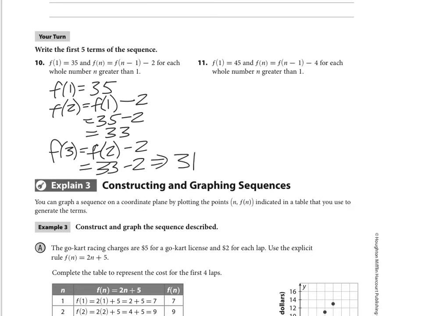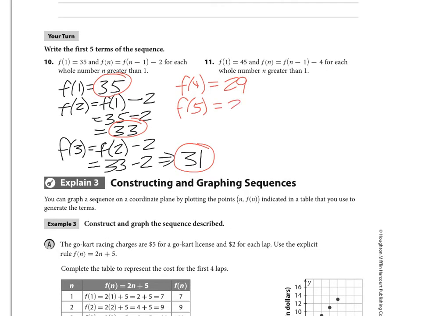Now, again, look for patterns. We had 35, 33, 31. What's happening every time? They're going down by 2. Why? Because right here we are subtracting 2 every time. So what would f of 4 be? F of 4 would be 31 minus 2, which is 29. What would f of 5 be? 29 minus 2, which is 27.